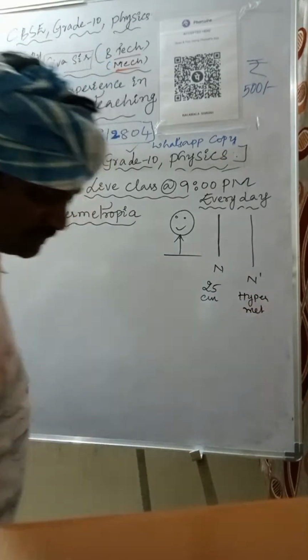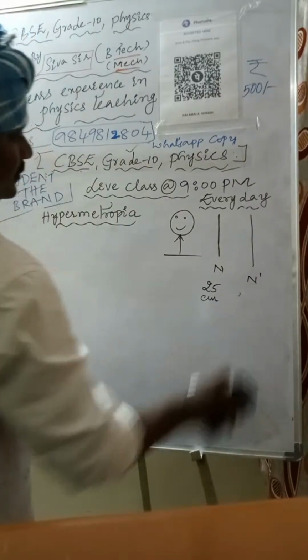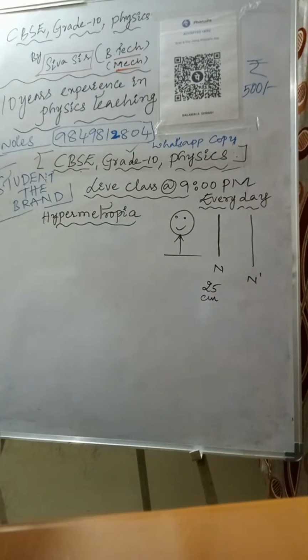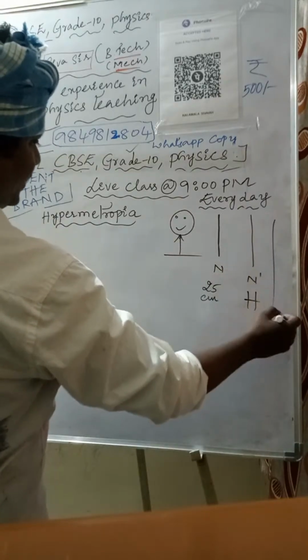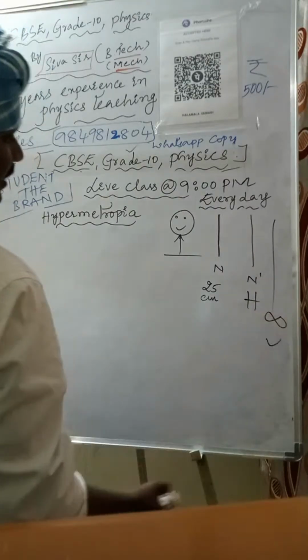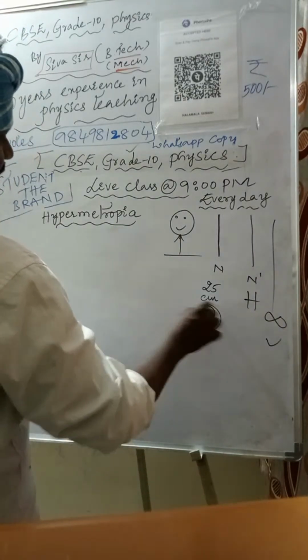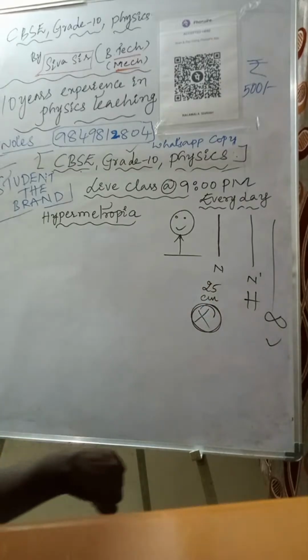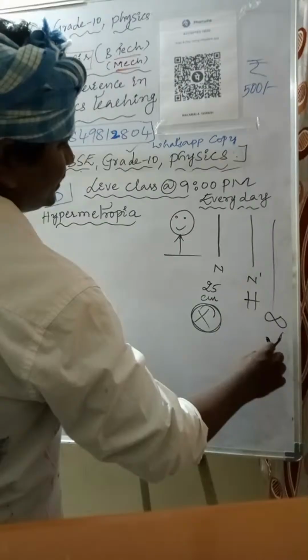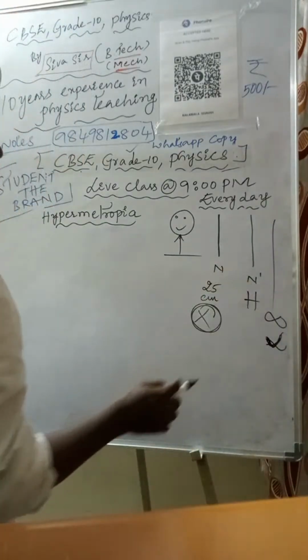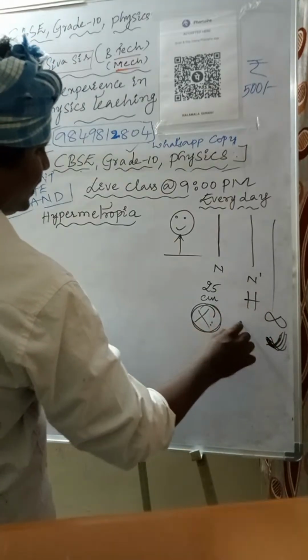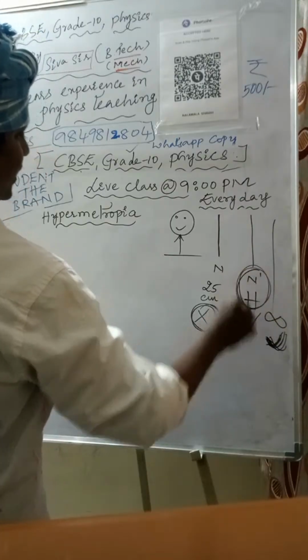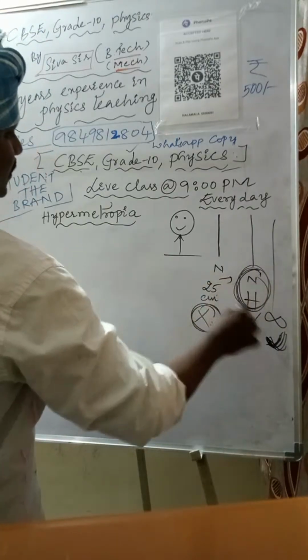Hypermetropia. Okay. So I'm taking hypermetropia. So you are able to see this point like infinity. So if I take infinity, you are able to see infinity, but he can't see this point. So this point, 25 centimeter, he can't see, but he can see the infinity point. This is more than 25 centimeter.